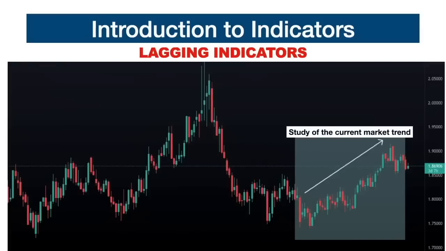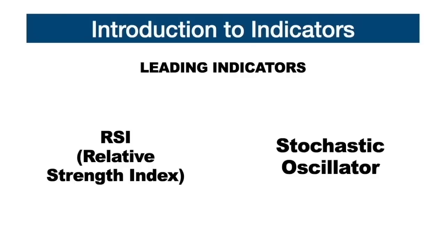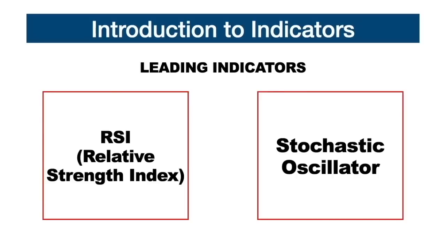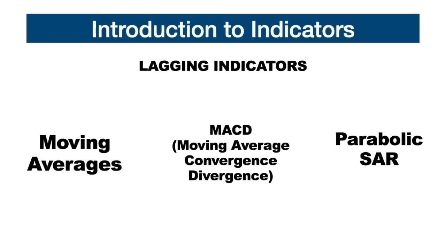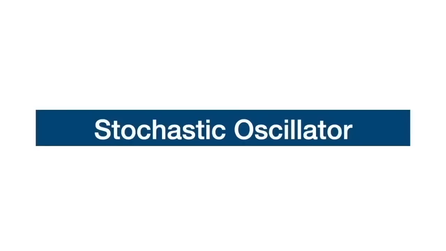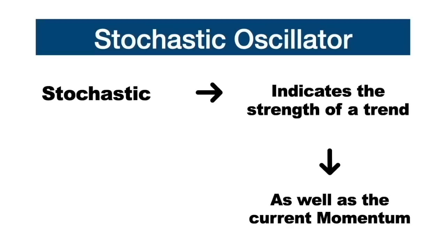Lagging indicators, on the other hand, are used to predict the future trend of prices through the signals given by the current market trend and price action. Some of the most known examples of leading indicators are the relative strength index and the stochastic oscillator. Some of the most known examples of lagging indicators are the moving averages, the moving average convergence divergence, and the parabolic SAR.